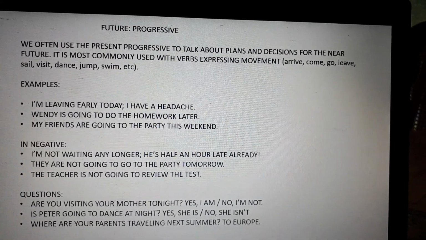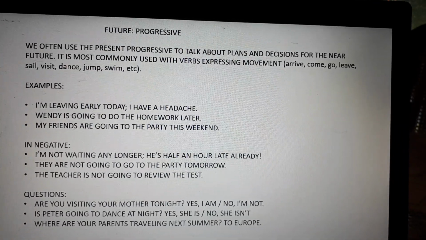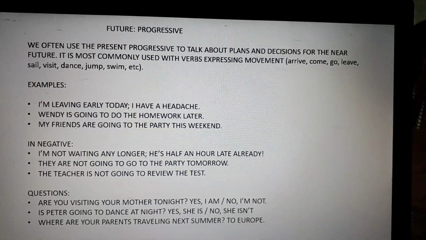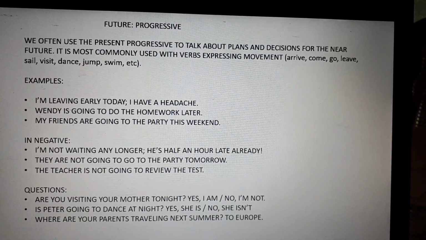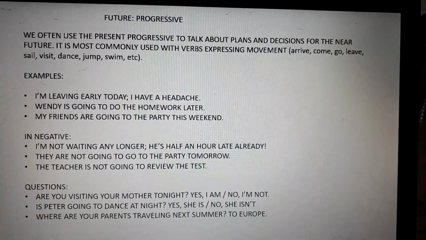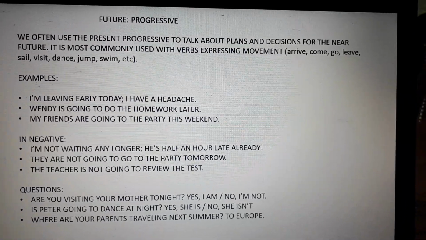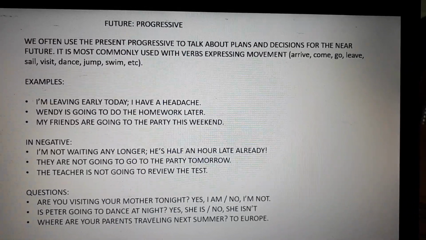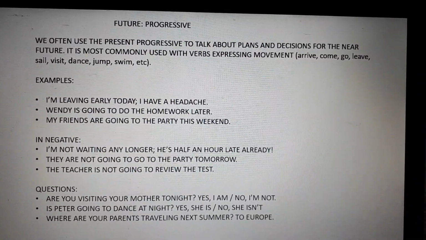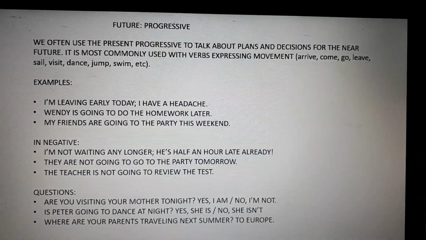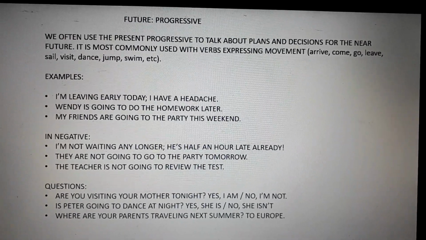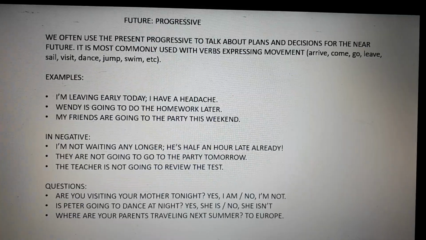So, future progressive, remember that it is progressive, we need the auxiliary, am, is, or are, not do, need, does, or will. We need am, is, or are. And then the action, any kind of action, most of all, the ones that express movement, to work with the future progressive. Here it says, we often use the present progressive to talk about plans and decisions for the near future. It is most commonly used with verbs expressing movement: arrive, come, go, leave, sail, visit, dance, jump, swim, etc.